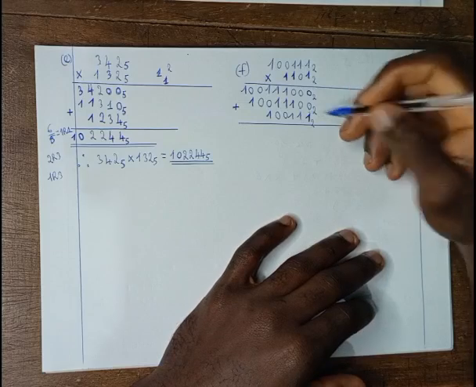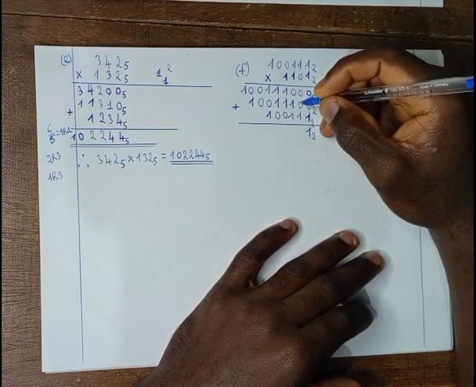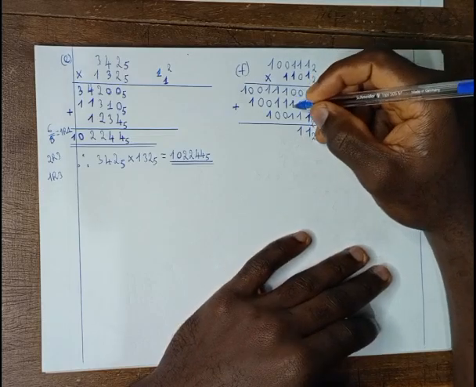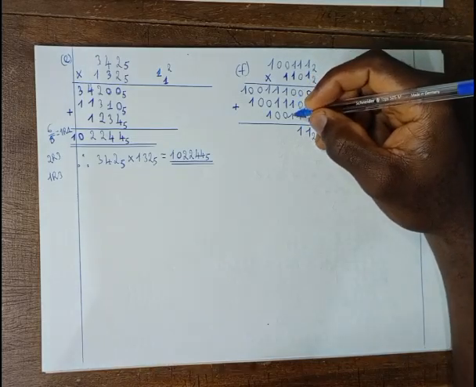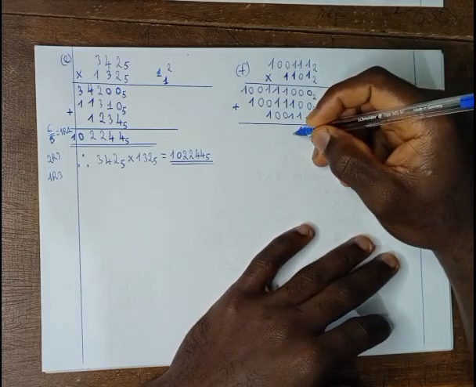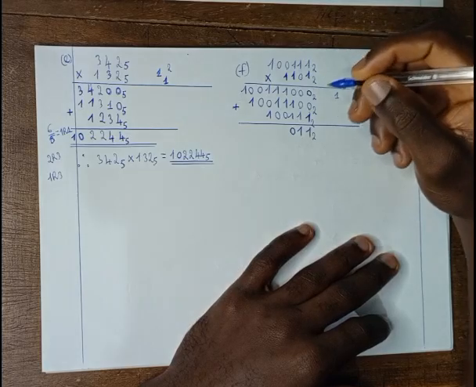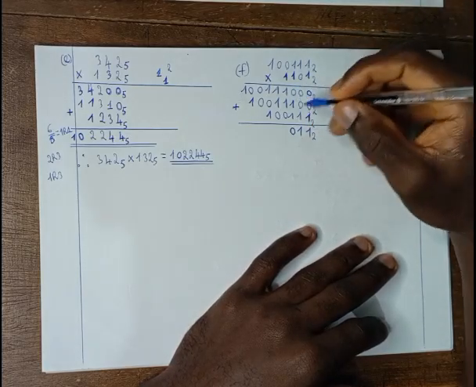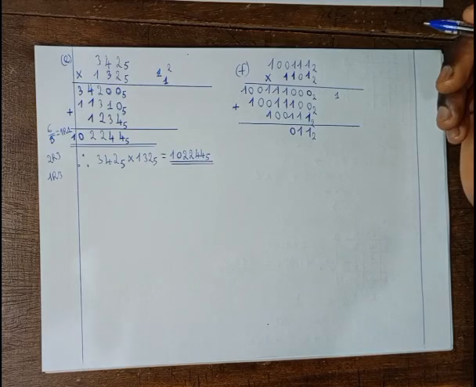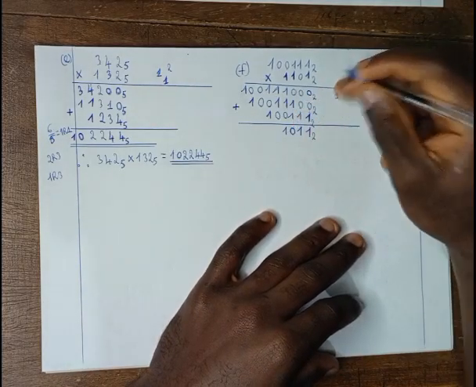0 plus 0 plus 1 gives us 1. Then we bring down the base in base 2. 0 plus 0, 0 plus 1, 1. 0 plus 1 is 1, plus 1, it gives us 2. 2 in base 2 gives us 1 remainder 0. We are going to write down 0, then we carry 1. 1 plus 1 gives us 2, plus 0 remains 2, plus 1, 3. 3 in base 2 is simply 1 remainder 1. We are going to write down 1 here, we carry 1.